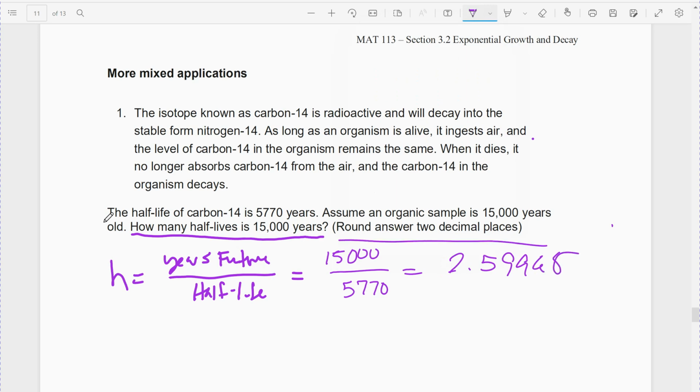2.59965. Rounding your answer to 2 decimal places, this 9 rounds up to 10, and so it comes out to 2.60 doubling times. So that's what you would put when it asked you for how many doubling periods. 2.6, and if we're rounding to 2 decimal places, you include the 0.